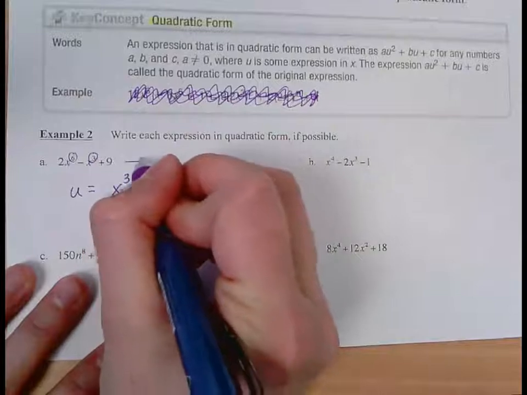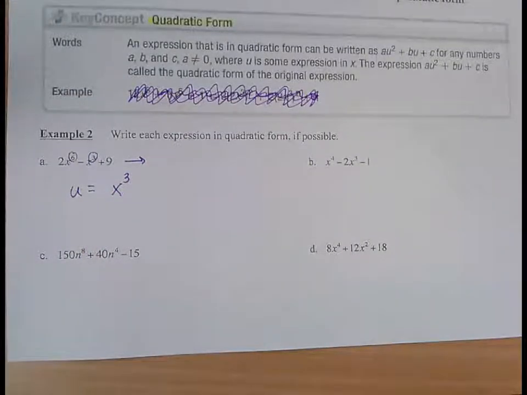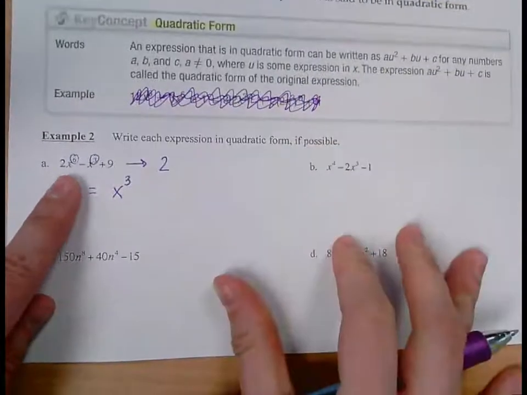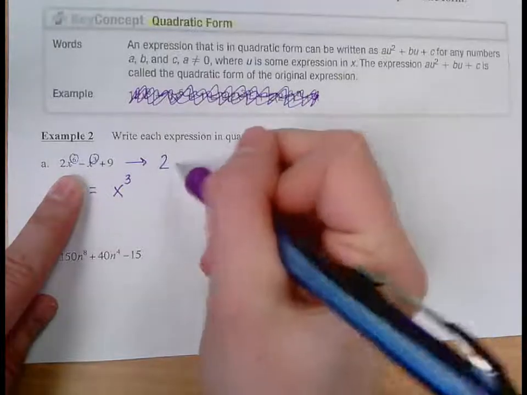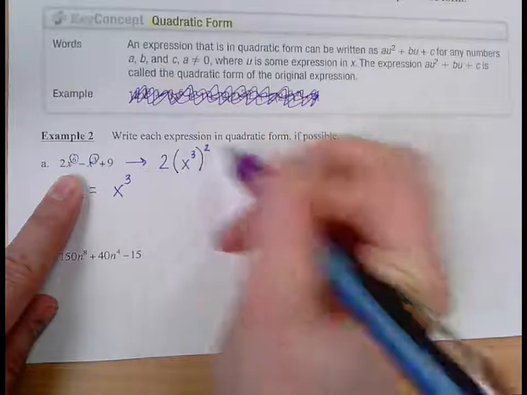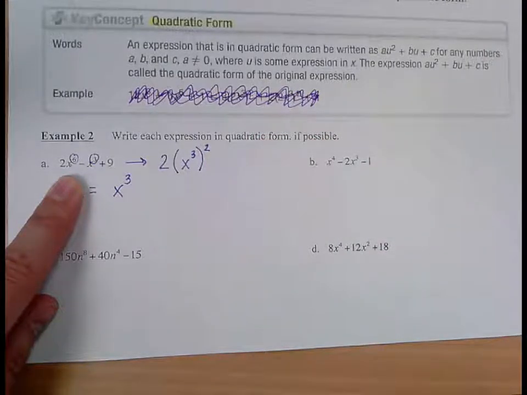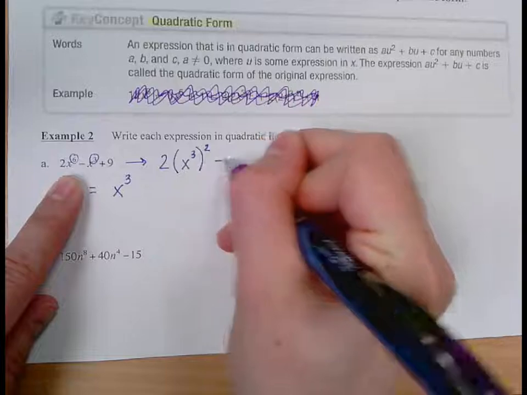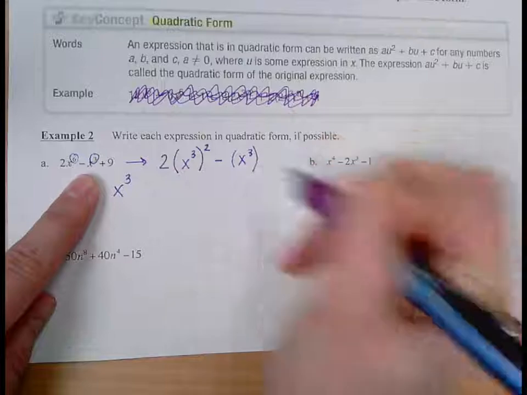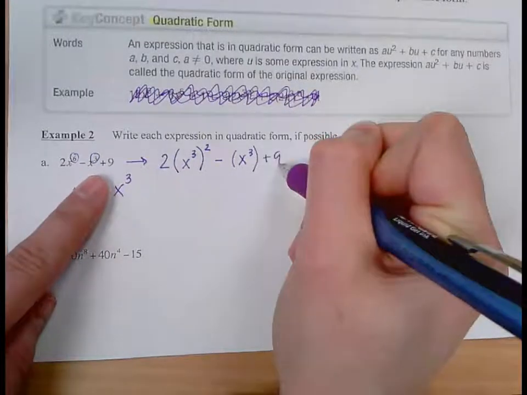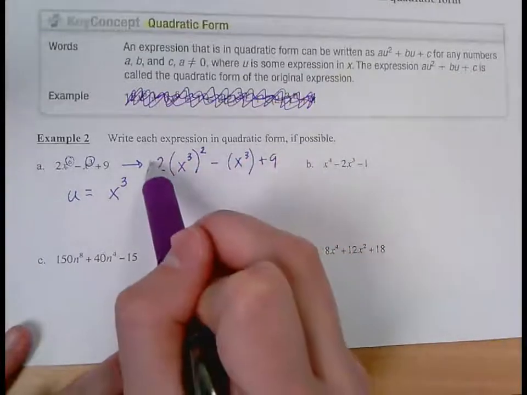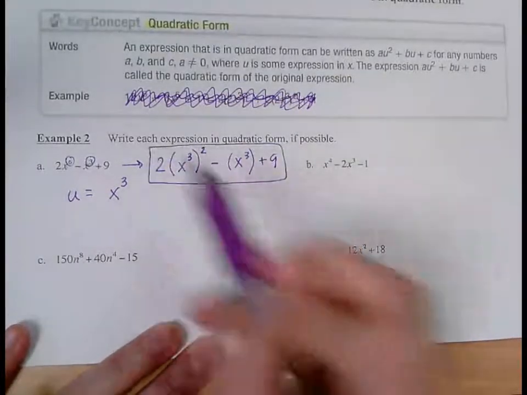So to actually rewrite this in quadratic form, I'm leaving the 2 as is, so the 2 is just going to stay. But rather than writing x to the 6th, I'm going to write that as my u, which is x cubed, squared. And then I have minus, and in my middle term, I still have x cubed. I'm just going to include parentheses around it. And then the constant is always just going to stay exactly as it is, the plus 9. So when it asks for quadratic form, this is the quadratic form.